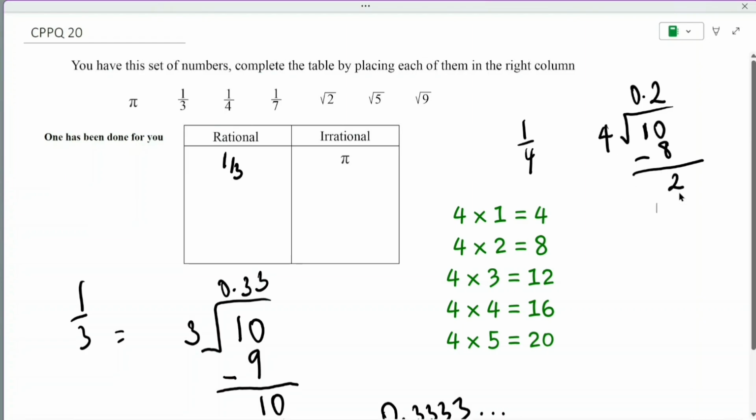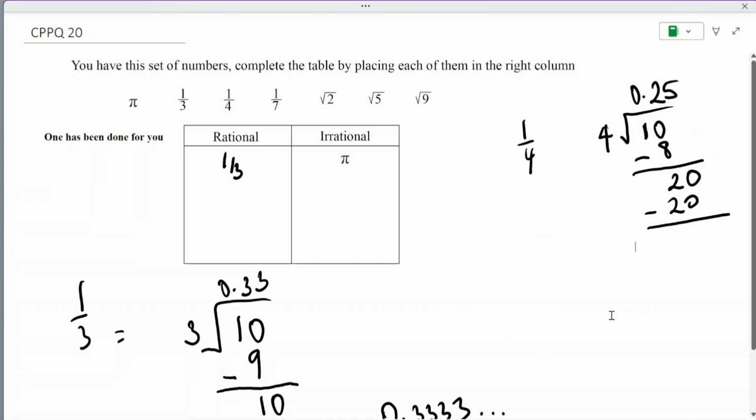4 in 2, 2 is less than 4. So you have to increase the 2 by adding a 0 to it and turning it into 20. And 4 in 20 is 5, because 4 times 5 is 20. So you have 5 here. Then you have 5 times 4 or 4 times 5, that's 20. You subtract. 20 minus 20 is 0. 1 over 4 as a decimal is 0.25, which is a terminating decimal, that it ends.